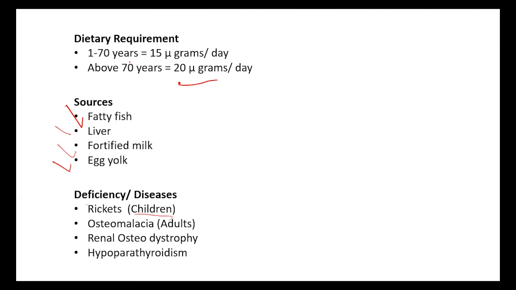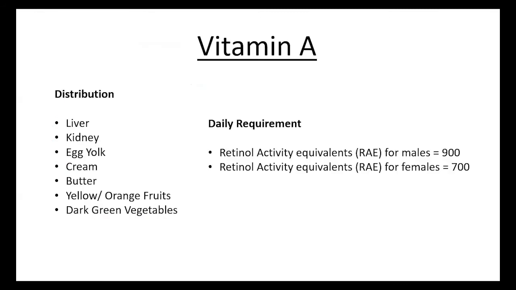The diseases are rickets in children, osteomalacia, the softness and porosis of bone in adults, renal osteodystrophy that causes hyperphosphatemia, and hypocalcemia is also its defect, hypoparathyroidism when there is deficiency of parathyroid hormone, and its toxicity causes nausea and thirst. Now, I'll discuss vitamin A.